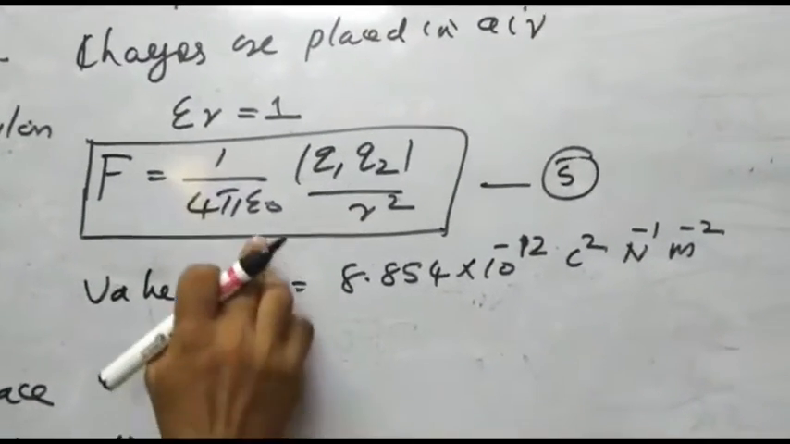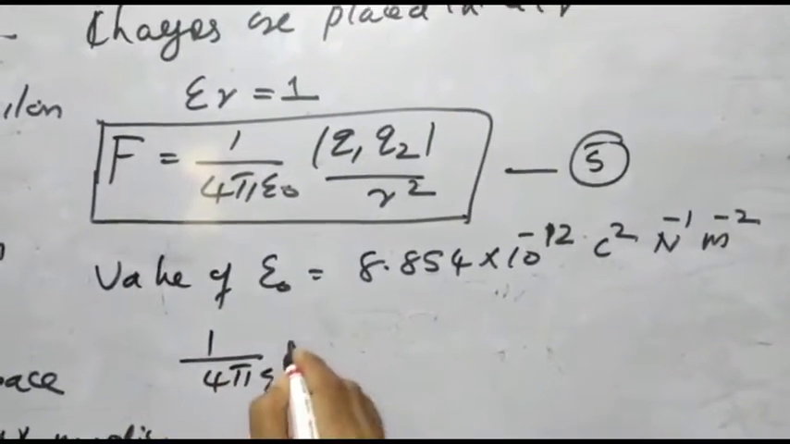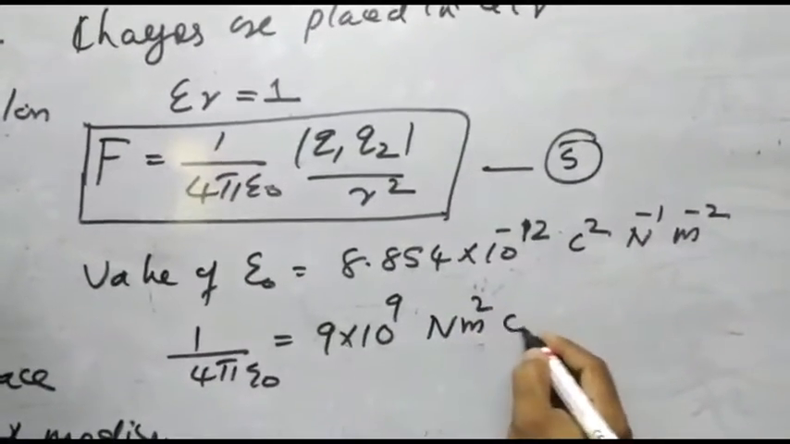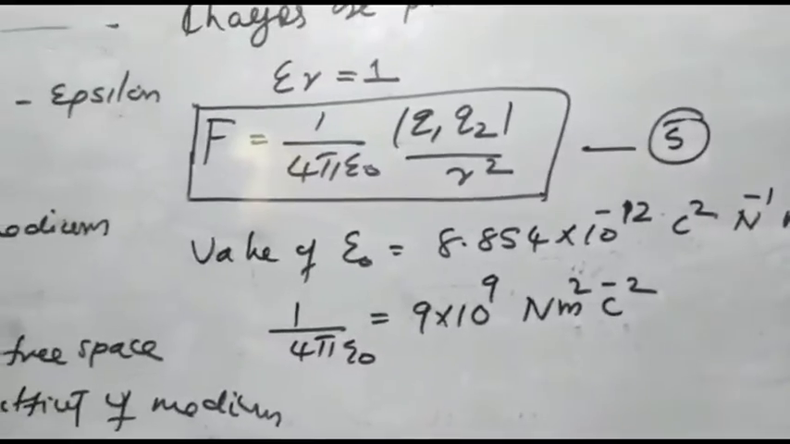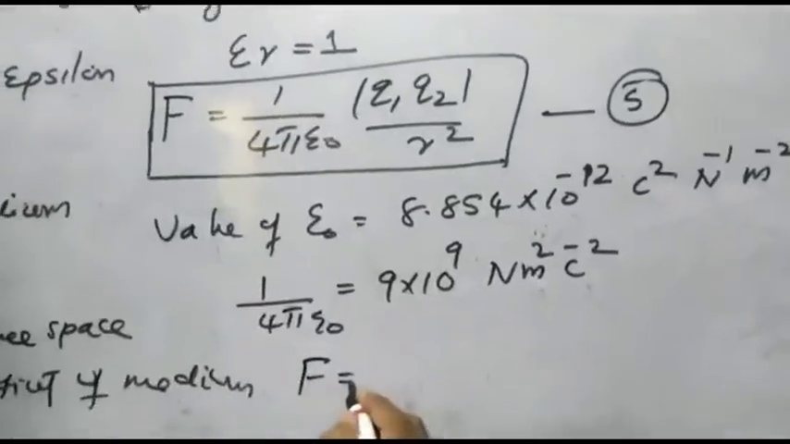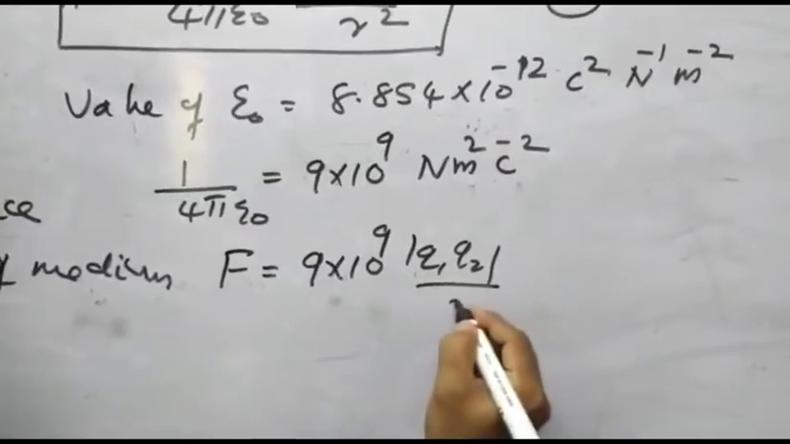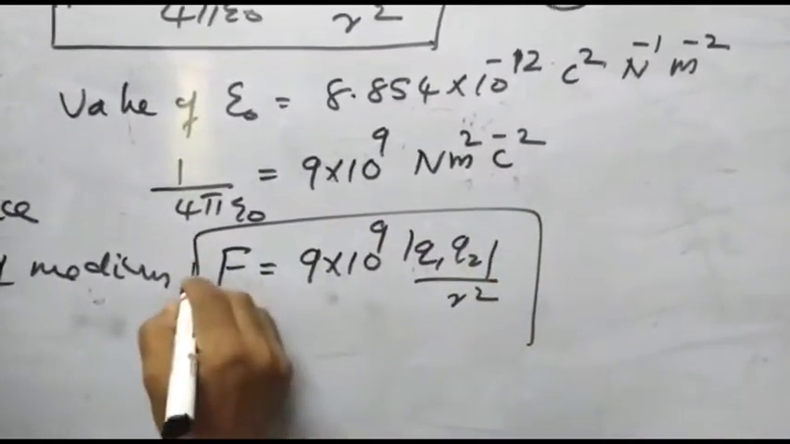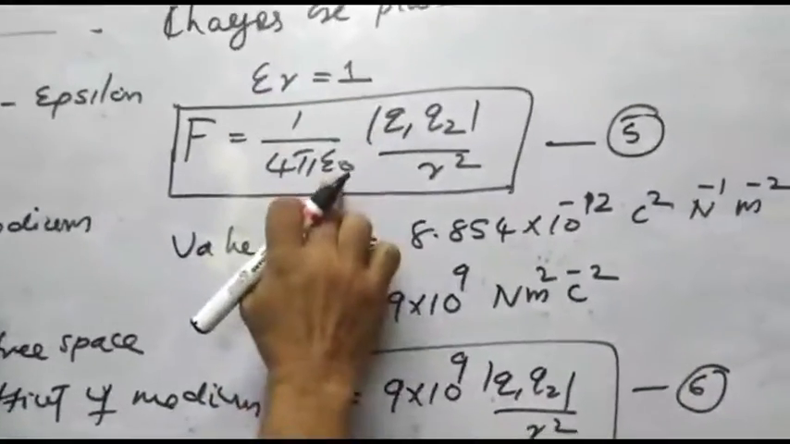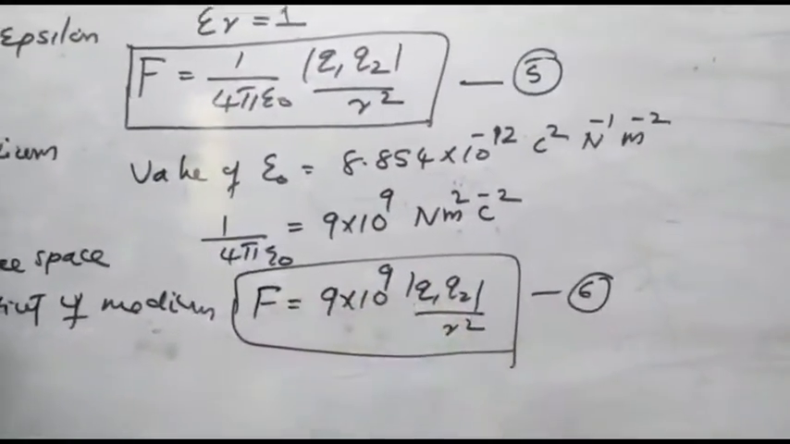And when the value of epsilon 0 is substituted, the value of 1 by 4 pi epsilon 0 is equal to 9 into 10 raised to 9 newton meter square coulomb raised to minus 2. So, the equation also becomes F is equal to 9 into 10 raised to 9 Q1 Q2 by R square. So, these are the different expressions related to Coulomb's law: F is equal to 1 by 4 pi epsilon 0 Q1 Q2 by R square, one of the important equations, and F is equal to 9 into 10 raised to 9 Q1 Q2 by R square.